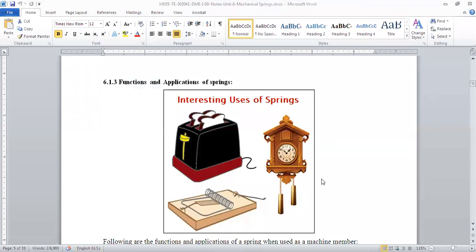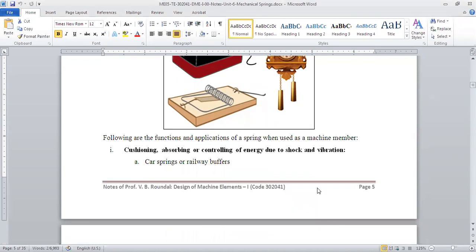So now we will see how or where we use it. In the diagram or in the picture, if you can see, there are some applications like a watch or clock, a trap for the mouse. You know, with the spring action, when the mouse comes near, it will be caught immediately. And like the toast maker, there also with the spring action, the toast will come out. So this is how springs are used in real life.